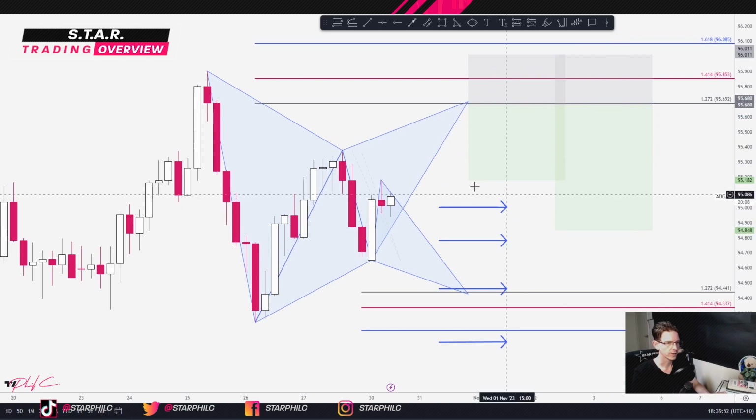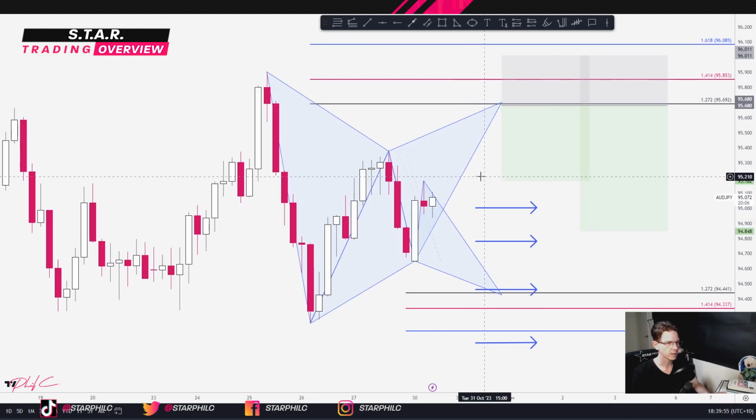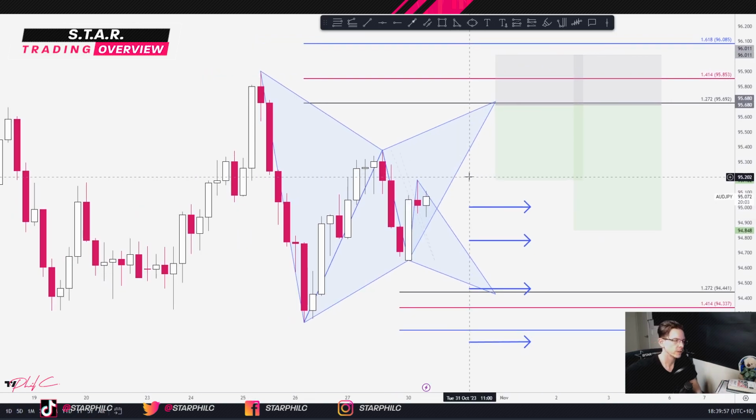So it doesn't matter which direction price action will go from here. We are going to be patient and wait for price action to come to us. And then price action will tell us what to buy and sell. Price action will tell us what to get involved in. And that's the opportunities that we have on the Aussie yen, with 2 potential Gartley patterns on the 4-hour time frame.